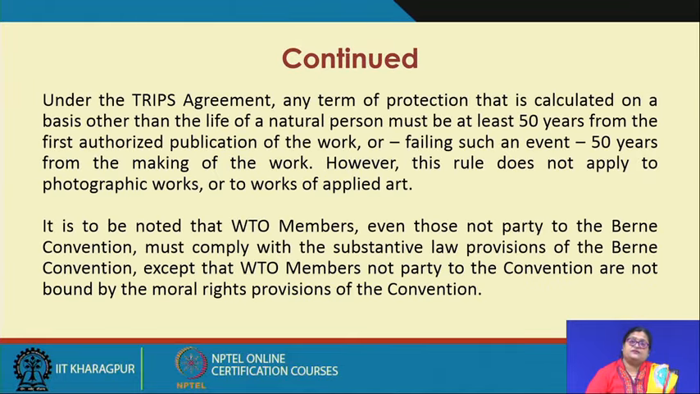Under the TRIPS Agreement, any term of protection that is calculated on a basis other than the life of a natural person must be at least 50 years from the first authorized publication of the work, or failing such an event, 50 years from the making of the work. However, this rule does not apply to photographic works or to works of applied art.